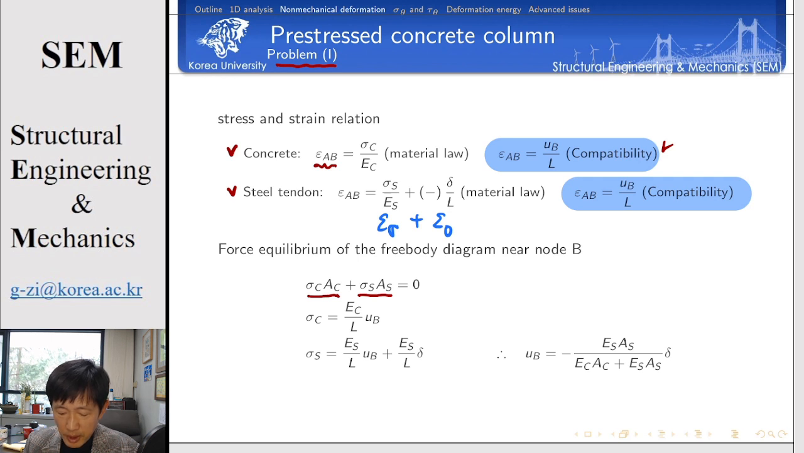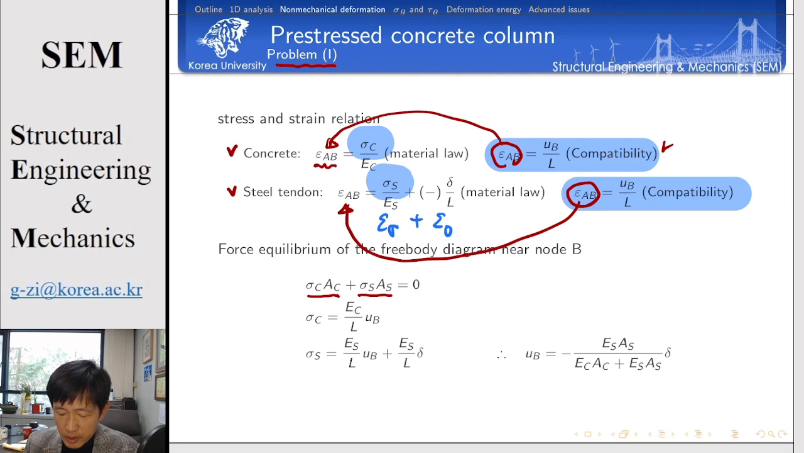So let's plug the information of strain into here, and also the comparable strain into here. Then we can rearrange everything with respect to stress value here and also here. So let's plug stress into the equilibrium equation here and also here. Then finally, we can obtain the expression of stress in terms of the nodal displacement of node B. So we can calculate the nodal displacement. This is the final answer.